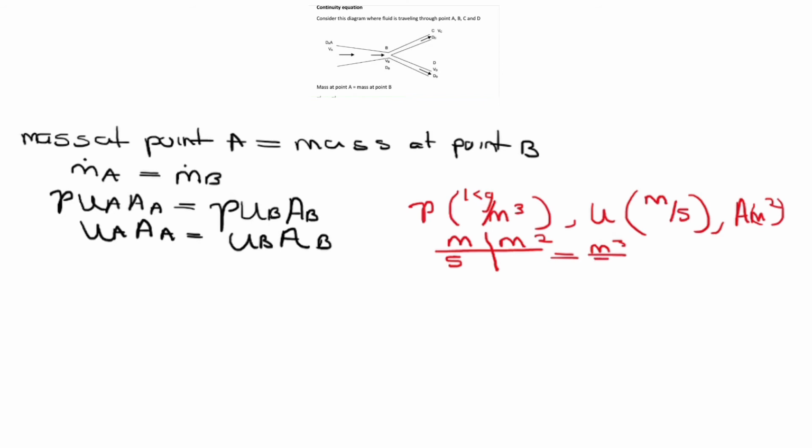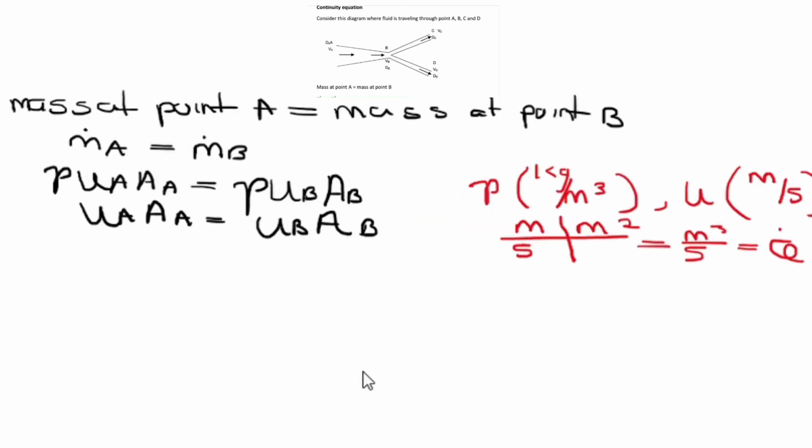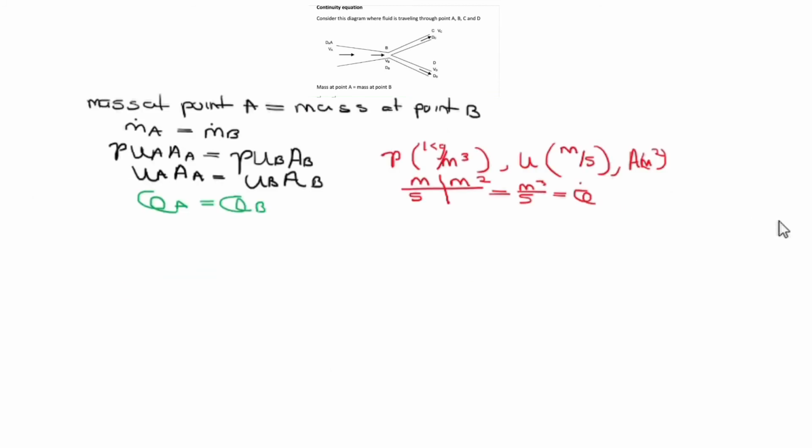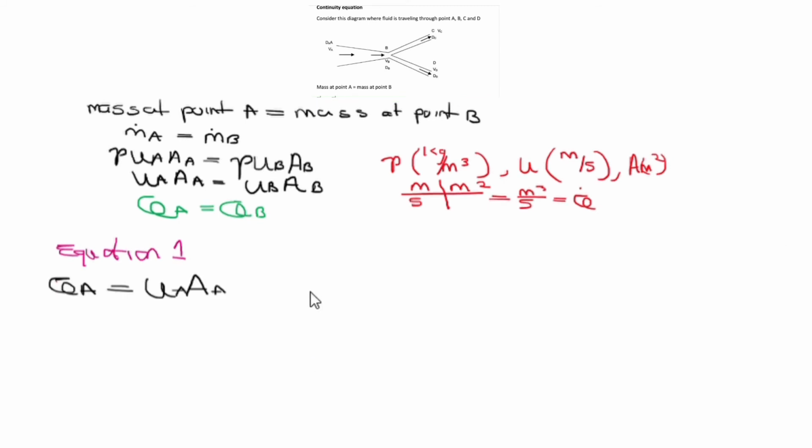So here we are left with volumetric flow rate at A, which is equal to volumetric flow rate at B. And that is the continuity equation. Now let's derive more equations. Equation 1, volumetric flow rate at A, velocity at A, and the area at A. Also we can say volumetric flow rate at B is equal to the velocity at B and the area at B.